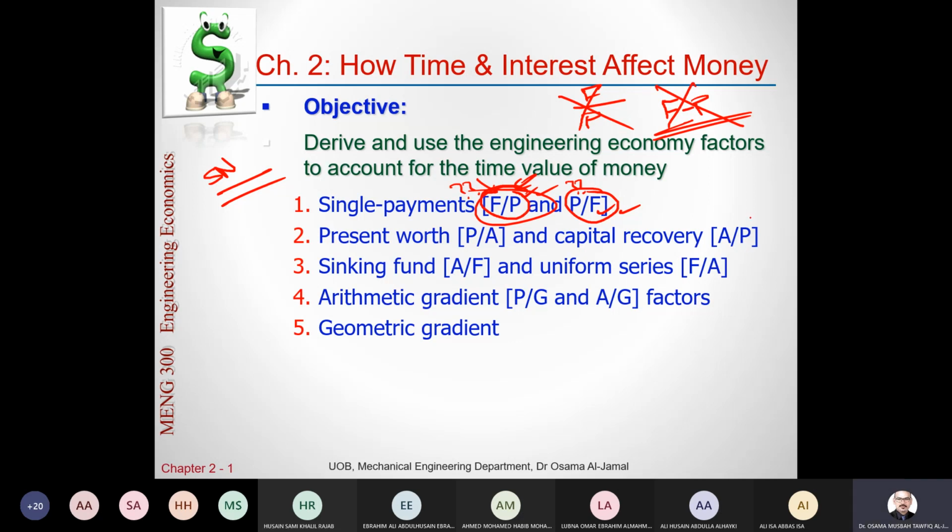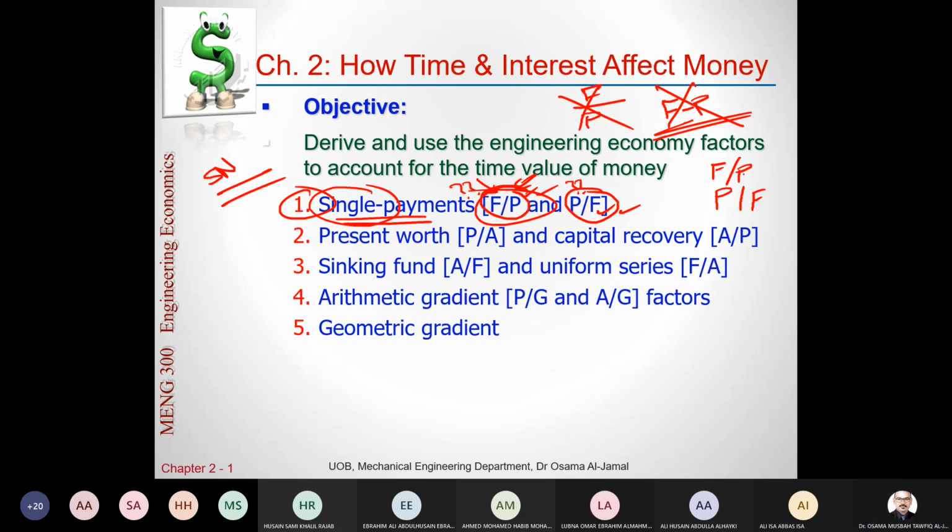So what we're going to cover in today's lecture, inshallah, is only the first section here for a single payment, like what we did in the previous chapter, but to find the F given P, the P given F. Just a single payment, from the word here, single payment, i.e., we're going to see it only once. The calculation for that single payment will be only once, to bring it to future, or from future to bring it to present. Then we'll see the other sections.